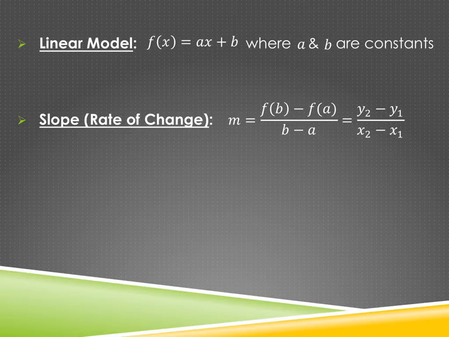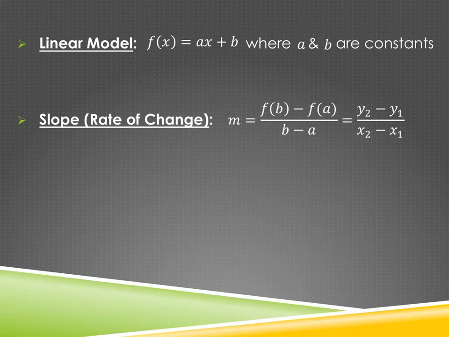The slope, or the rate of change, is the slope formula that you've seen before. Right? y2 minus y1 over x2 minus x1. The first way that you see it written here, f of b minus f of a over b minus a. It's 2 y values subtracted divided by 2 x values subtracted.